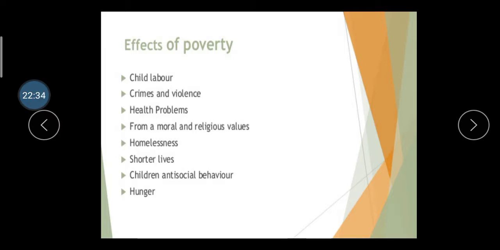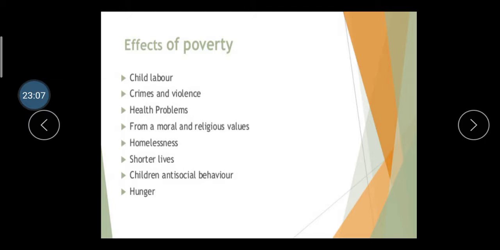Shorter lives, why are there shorter lives? Because first, our wealth is our health, right, and they cannot get appropriate nutrition and cannot treat their body appropriately, so that's why their life will be shorter. Then children's antisocial behavior. Children's behavior is considered antisocial because they continuously have to face this poverty situation, so their mindset will be considered antisocial.